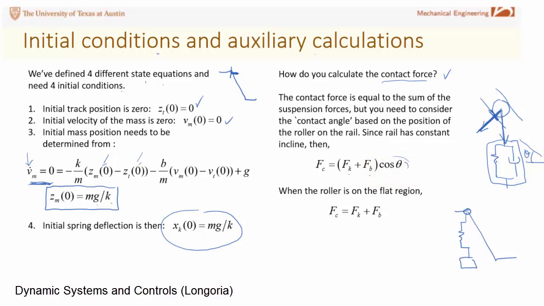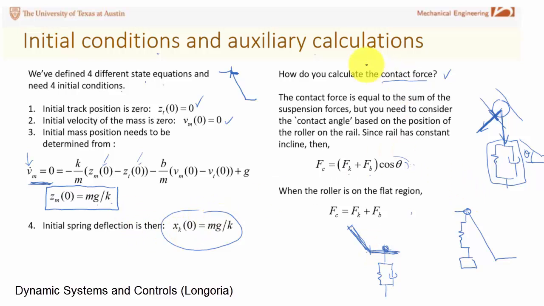perpendicular to the surface of the rail will be Fk plus Fb cosine theta. When it gets to the flat region, you'll have the full spring damper force pulling down. And so remember when we talked about when you're in the inclined region, you have a certain input, and when you have on the flat region, so you need to use two different contact calculations depending on where you are, where the rail is, where the roller is on the rail.